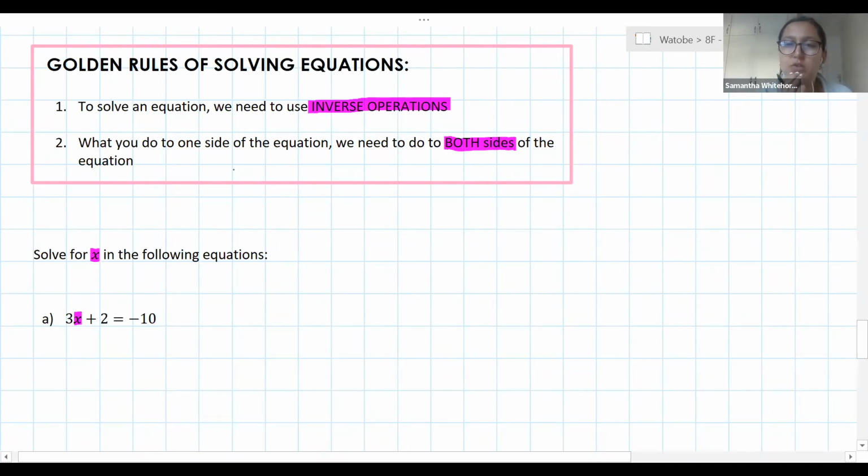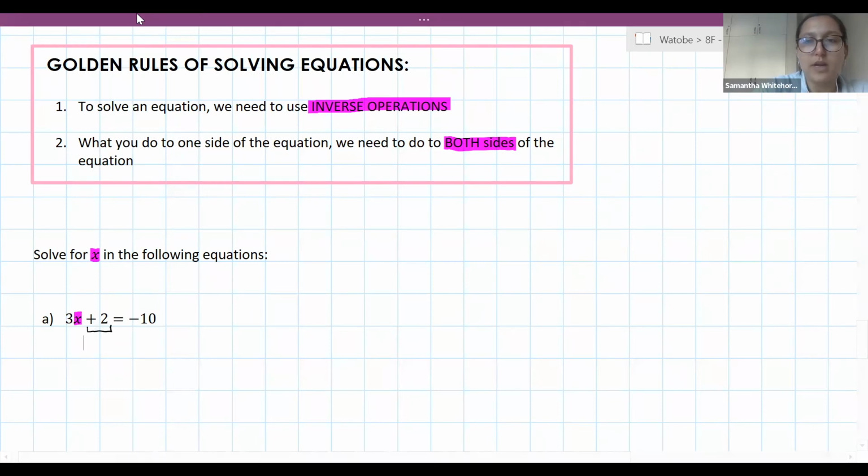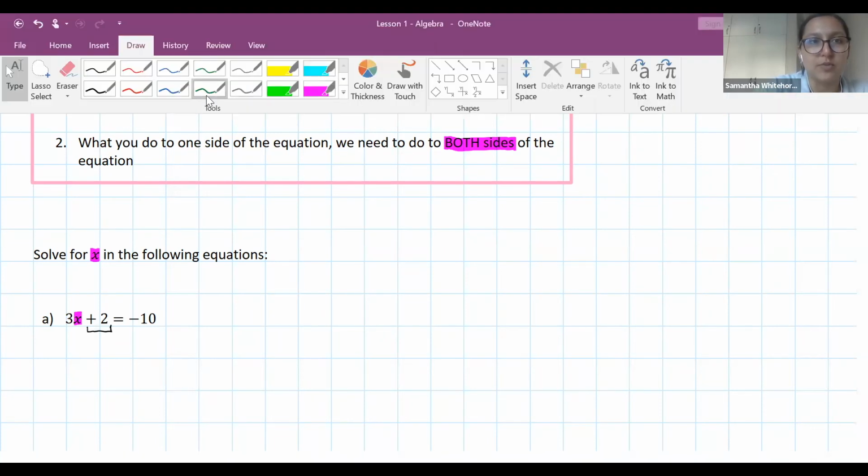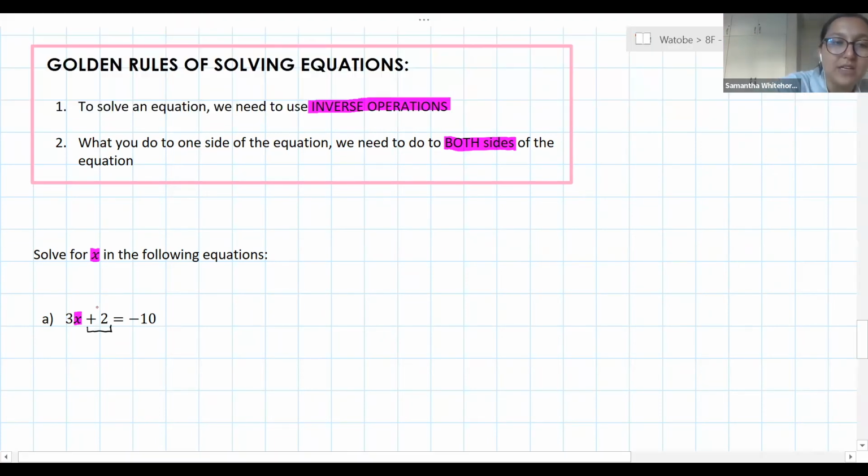You can put it in the chat or you can raise your hand. What do you think the first thing I could do here is to start solving for x? Excellent, Bridget, well done. So the first thing I'm going to do is deal with this plus 2. I don't really want it there. I just want x alone on the left-hand side. So I want to use an inverse operation. The inverse of adding 2 is to subtract 2, but I can't just do it on one side. I have to do it on both sides.